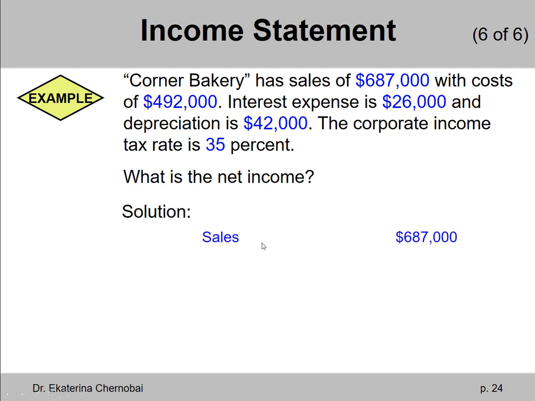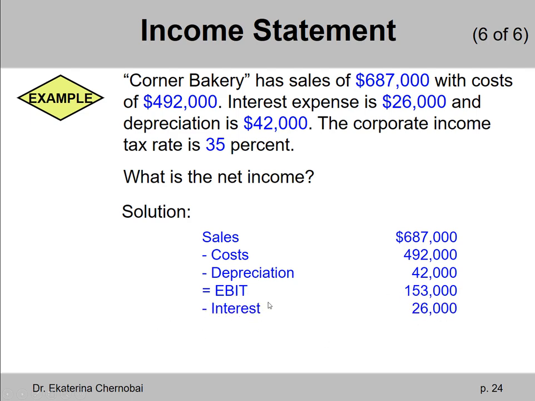To solve it, we should essentially build the full income statement. We start with the sales revenue, $687,000. Then we subtract the costs, which are also called cost of goods sold, COGS. So we subtract 492,000. Then we subtract depreciation, which is $42,000, also given to us, and that gives us earnings before interest and taxes, EBIT, $153,000. Then we subtract the interest. That's interest paid on loans, right? Long-term debt, like bonds. That's $26,000 in this problem.